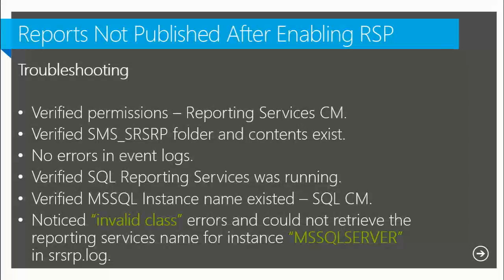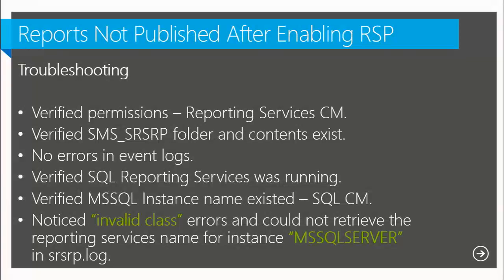So I verified the permissions and went to Reporting Services, looked at the content. You can go to the SMS SRP folder, and you can actually see the content that's supposed to be in the admin console. Makes you scratch your head, like what's going on here?